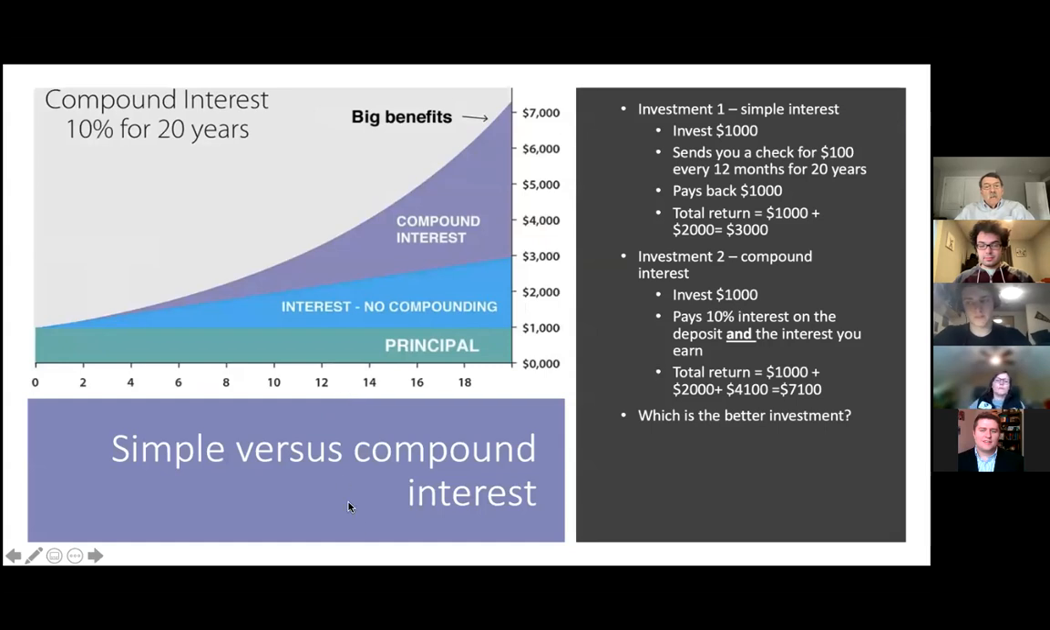So here's another way to look at compound interest. Simple interest is when you invest money and they pay you the interest every year, but it's not compounded. So in other words, you invest $1,000 and somebody sends you a check every 12 months for $100. So your return on investment, assuming you don't reinvest the money, is $2,000. You get your $1,000 back plus 20 years at $100 a year. So your total return is $3,000.